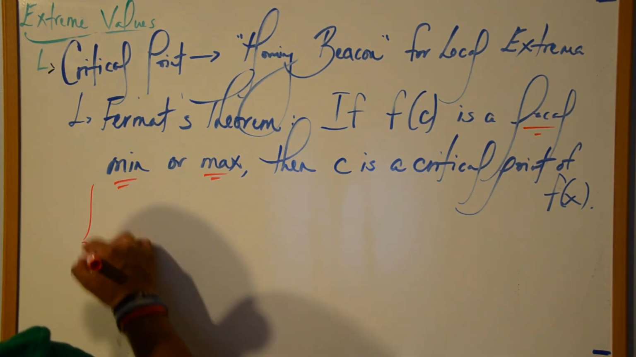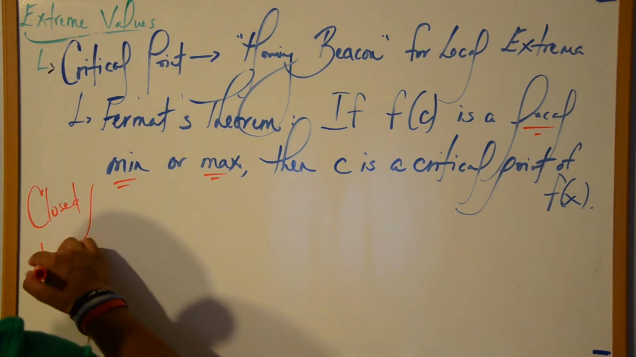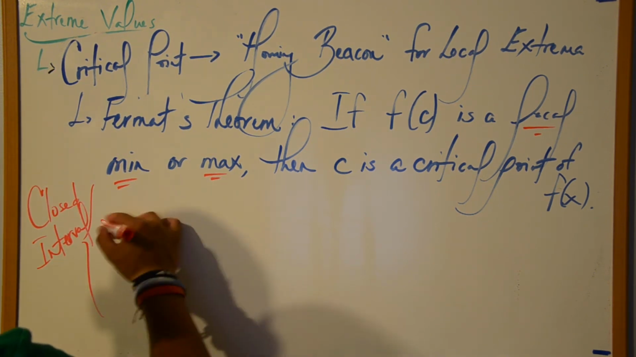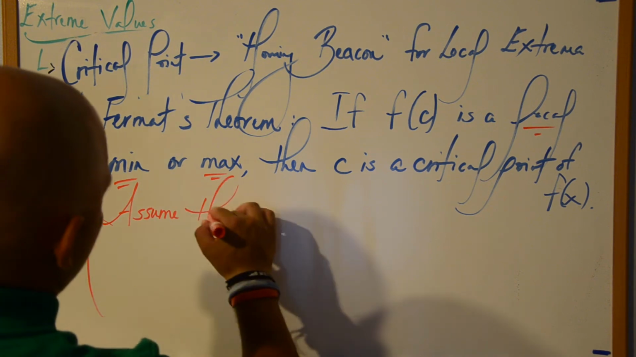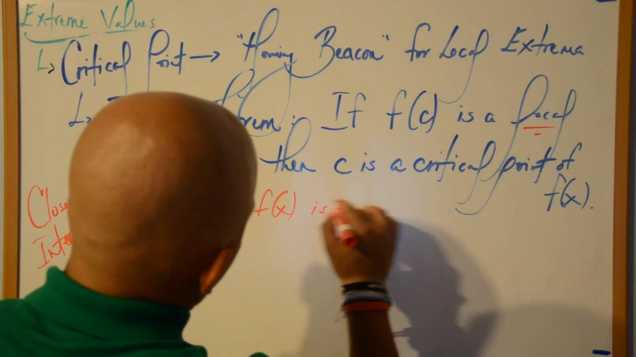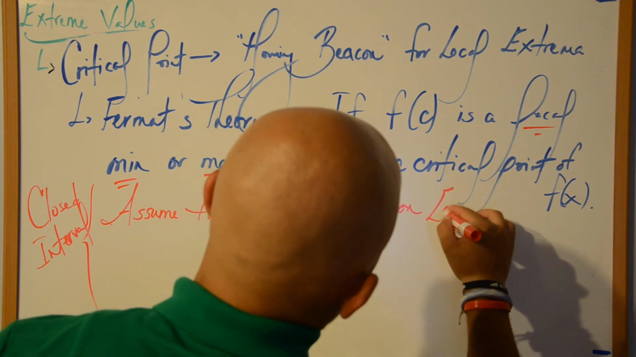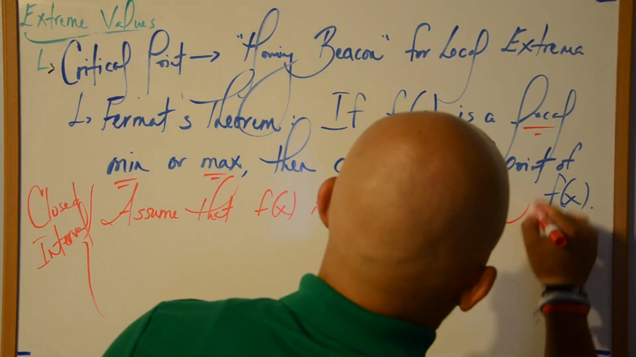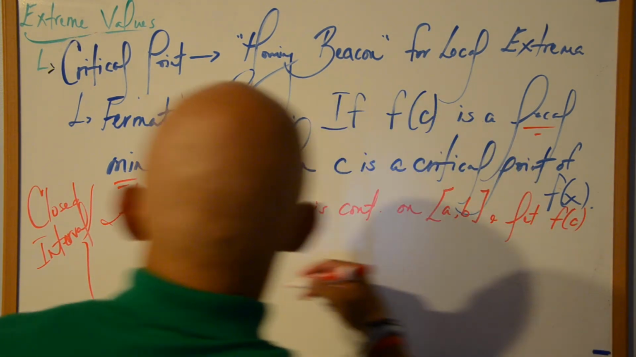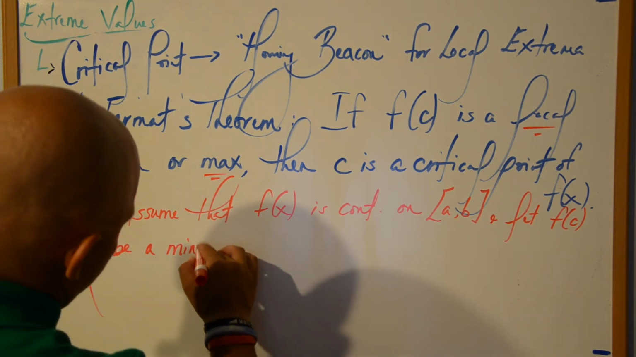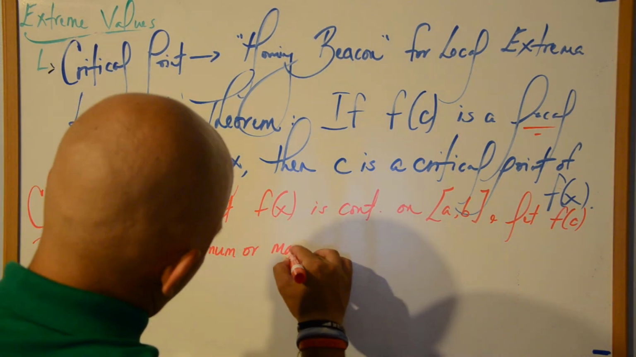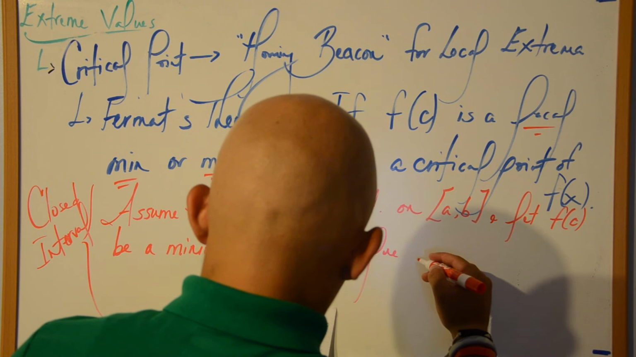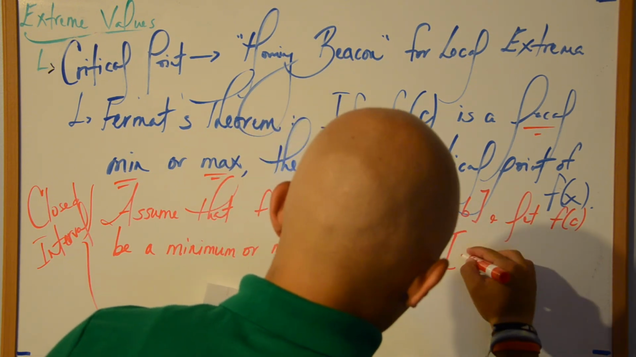But what happens if we have a closed interval? So let's assume that f of x is continuous on [a, b], and let f of c be a minimum or maximum value on [a, b].